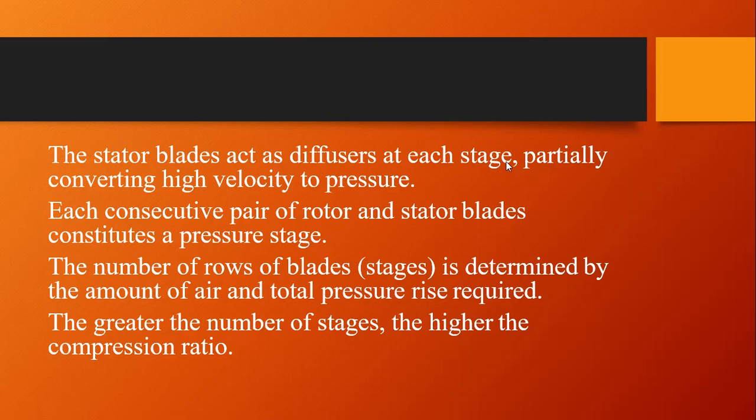Because the stator blades act as diffusers, they convert high velocity into low velocity, high pressure. The number of rows of blades or stages is determined by the amount of air and total pressure rise required. The greater the number of stages, the higher the compression ratio.